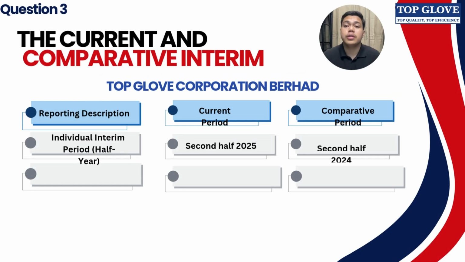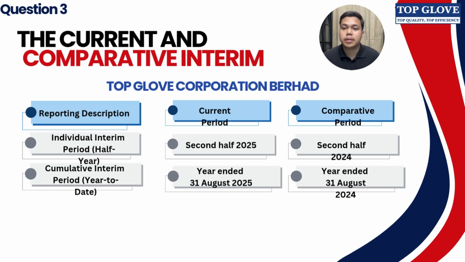Next, we move on to the individual and cumulative interim periods. For the individual interim period, which covers the half year, the current period is the second half of 2025, while the comparative period is the second half of 2024. For the cumulative period, which shows the year-to-date result, the current period ends on 31st August 2025, and the comparative period ends on 31st August 2024. These reporting descriptions help stakeholders assess short-term performance for the half year as well as the overall performance for the full year.